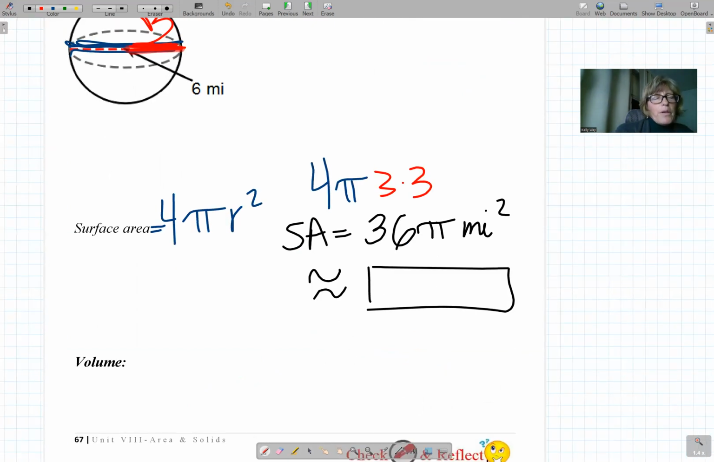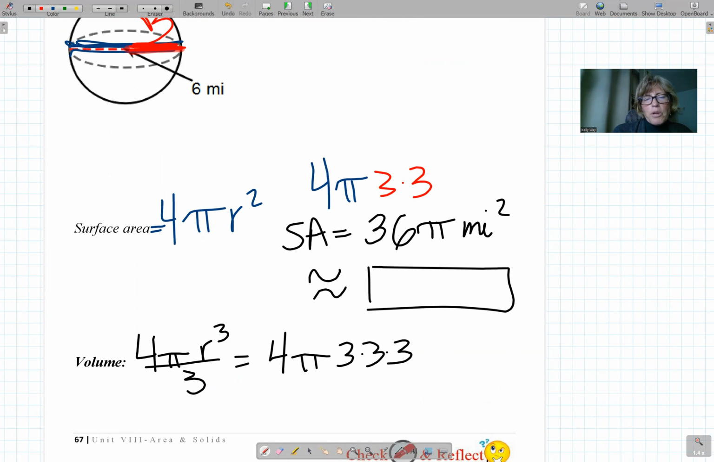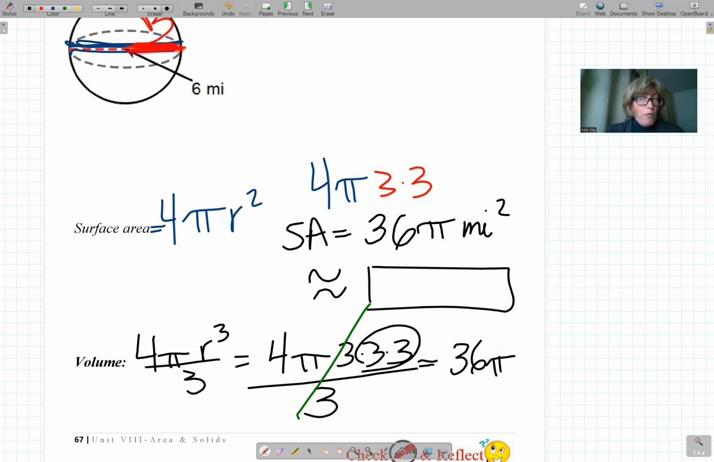Volume, 4 pi r cubed over 3. 4 pi 3 times 3 times 3 over 3. 3's cancel. Boom. Now, you're looking at this kind of wonky, where it looks like the same number. Okay, because that's 9, that's 4, that's 36 pi. But careful, friends, it is not the same number. Let me explain. That looks like it's the same number, but it's not, because the units are different.